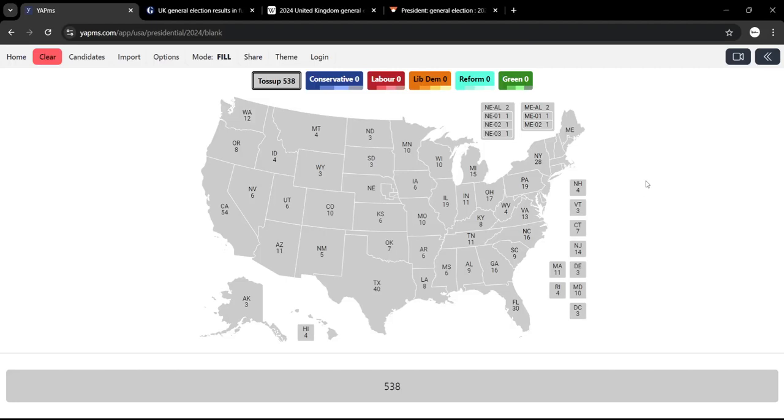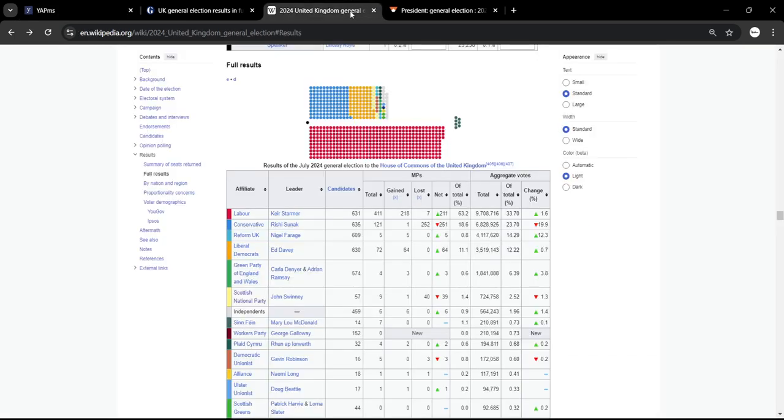So we've experimented the last 2 days with our maps and removing certain parties, and I thought, why not overhaul the complete US system and put the UK parties in instead. So if we go to the UK 2024 general election results, Labour, Conservative, Reform, Lib Dem, Green, they're the ones we're including on here.